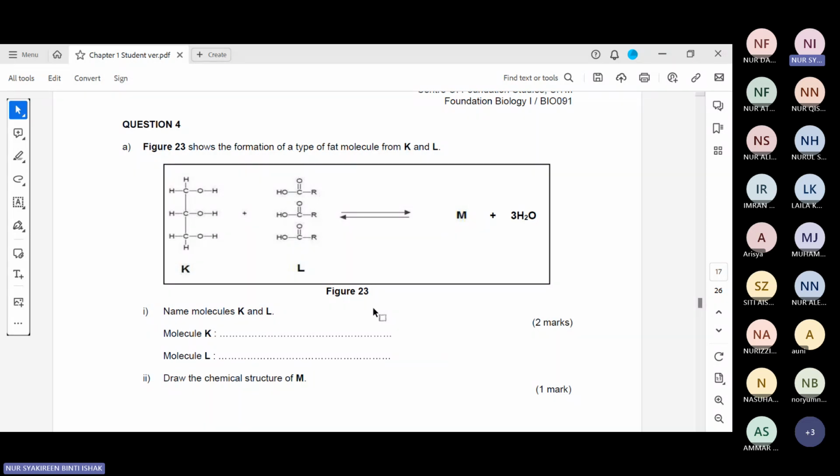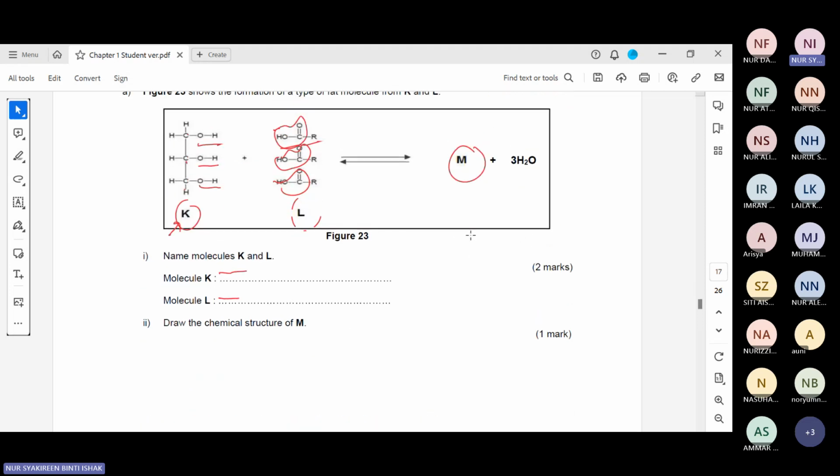Okay, next question. Figure 23 shows the formation of a type of fat molecule from K and L. Okay, so ni molekul K and L. M ni adalah fat molecule produced lah kan. So L ni adalah apa dia? Sorry. This is not glycerol. This one is glycerol. K is glycerol, sebab dia ada 3 carbon bonded to a hydroxyl. So L adalah fatty acids. Mana you all tahu? Sebab dia ada carboxyl group here. So K is glycerol, L is fatty acid.